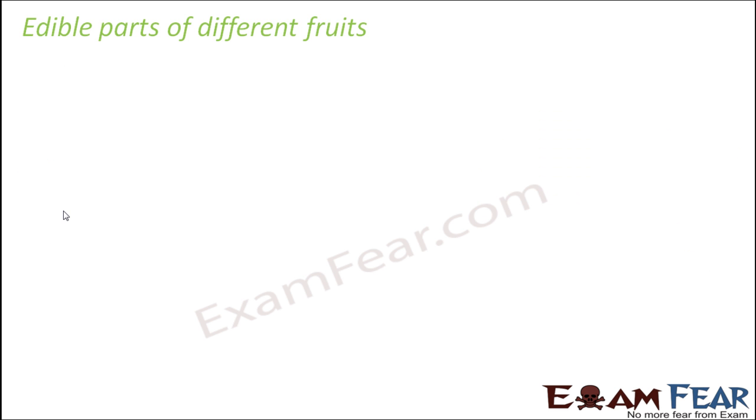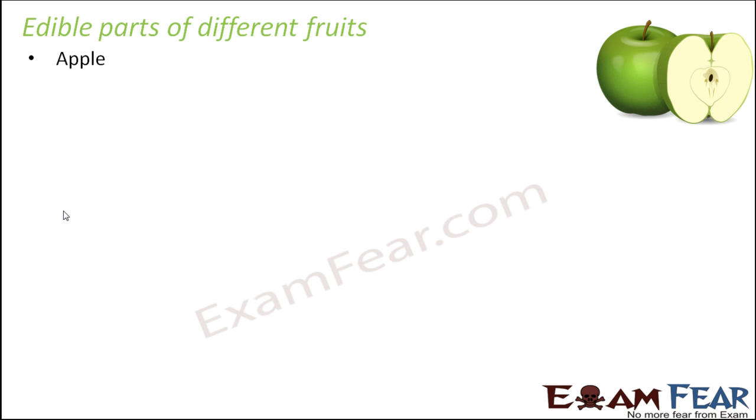Now different fruits have different edible parts. In some fruits, the thalamus is the edible part. In some fruits, the mesocarp is the edible part. So the edible part is actually different for different fruits. Let us take the example of apple. Whatever is the edible part, we basically eat this part. Do you know what this part is? This part is nothing but the swollen thalamus.